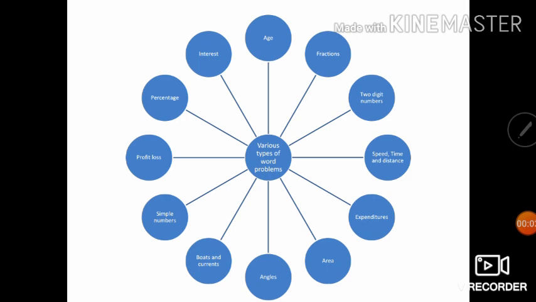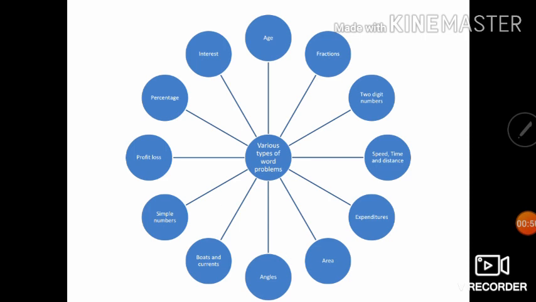In this chapter there are many word problems. I have listed down various types of word problems that you will come across. I have already solved a problem based on age. Then there could be other problems like fraction. We have solved an area problem already. So as we proceed further, we are going to come across various types of word problems which involve different situations as given over here.